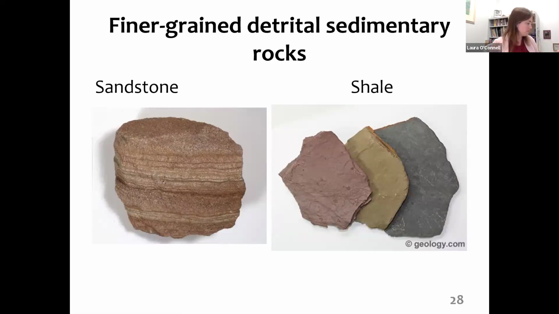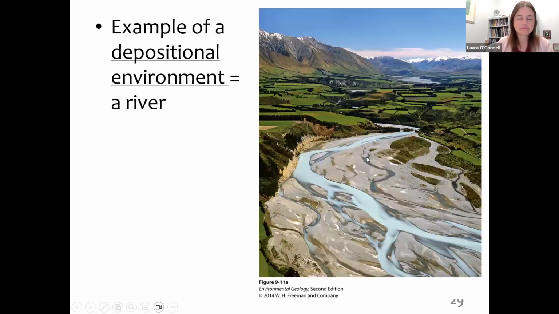And shale, these are just showing the different colors of shale. Shale is made of mud-sized particles. In terms of geology, mud doesn't have to be watery and sticky, but mud is just really fine grains, fine enough that you can't really see the actual grains. I can see grains of sand, but I can't see grains of mud without a microscope.